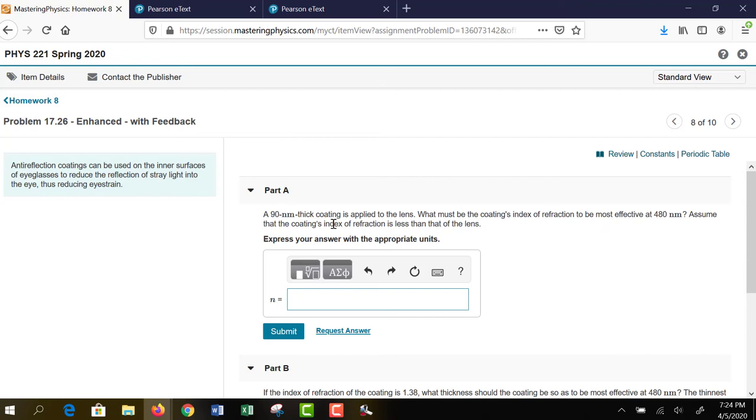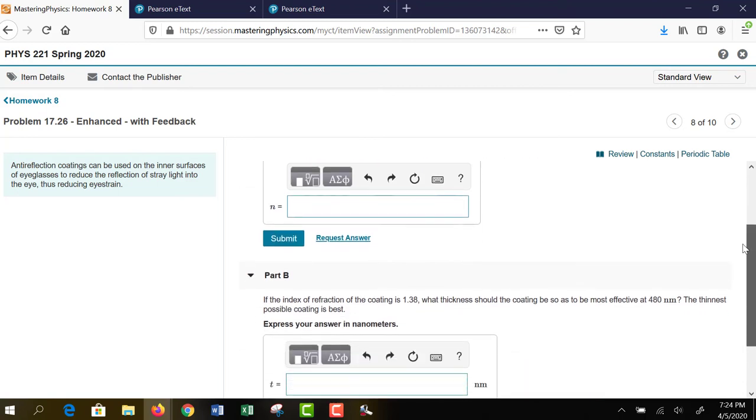What must be the coating's index of refraction to be most effective at 480 nanometers? And assume that the coating's index of refraction is less than that of the lens. Excellent. And then the second part, if the index of refraction of the coating is 1.38, what thickness should the coating be to be most effective at 480?